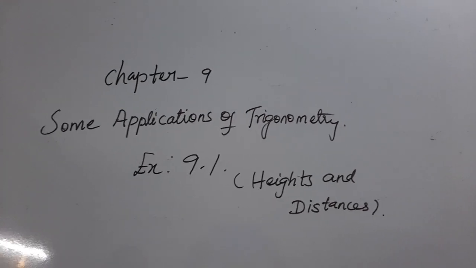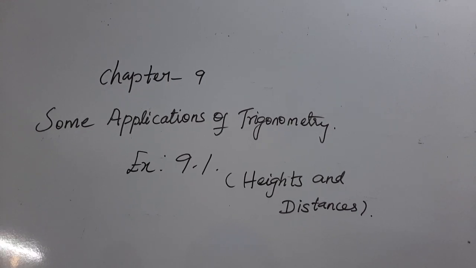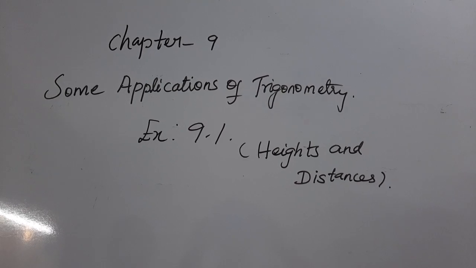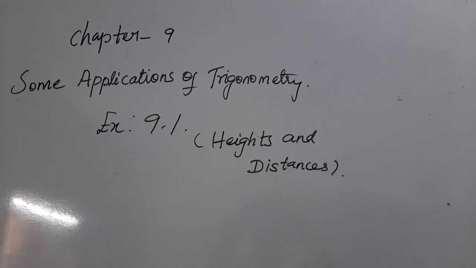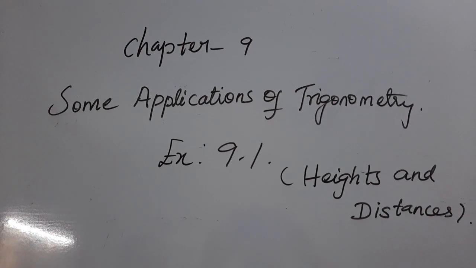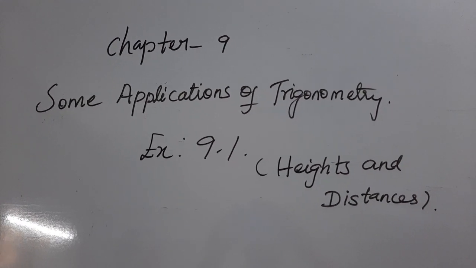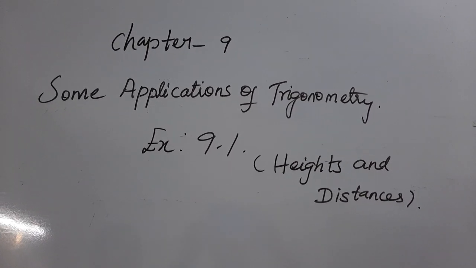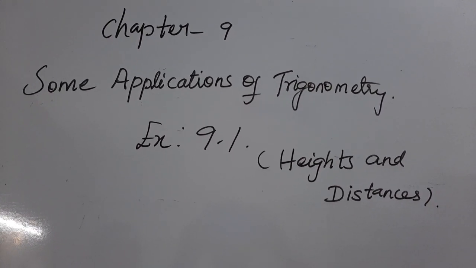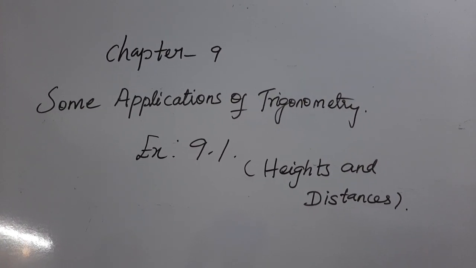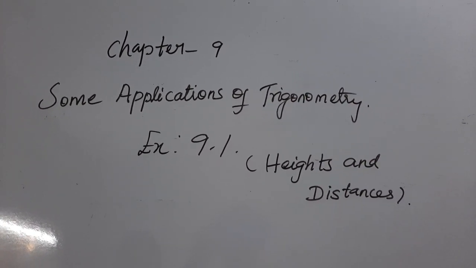In this chapter we are going to learn how to calculate heights and distances of certain objects without actually measuring the height and the distance, using the angle in a right angle triangle and the definitions of trigonometric ratios, and with the help of the angle values from the trigonometric ratio table we are going to learn how to find out the heights and distances.